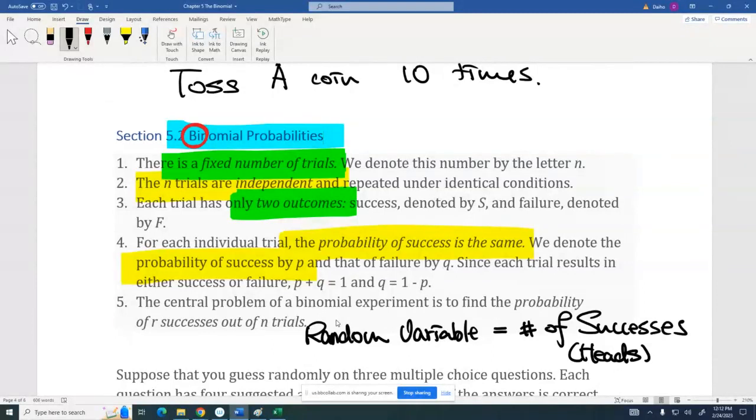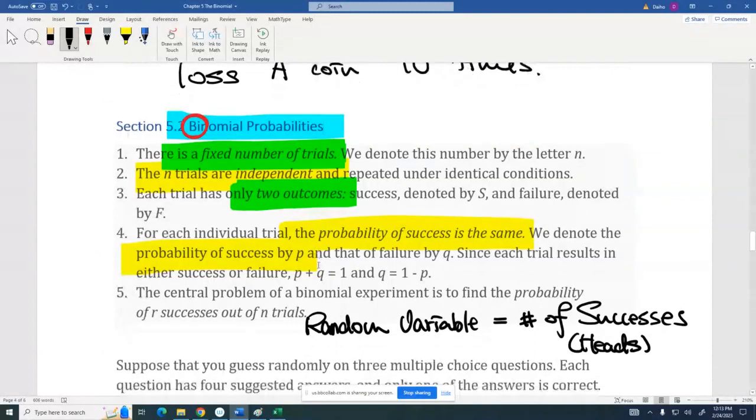Then what will be the possible maximum number of heads? Not 1. 10. I toss 10 times. Can I get 11, 12? No. I just toss only 10 times. It's up to 10, right? So the random variable, the number of successes, the number of heads, goes from 0, 1, 2, up to 10, right? Yeah.